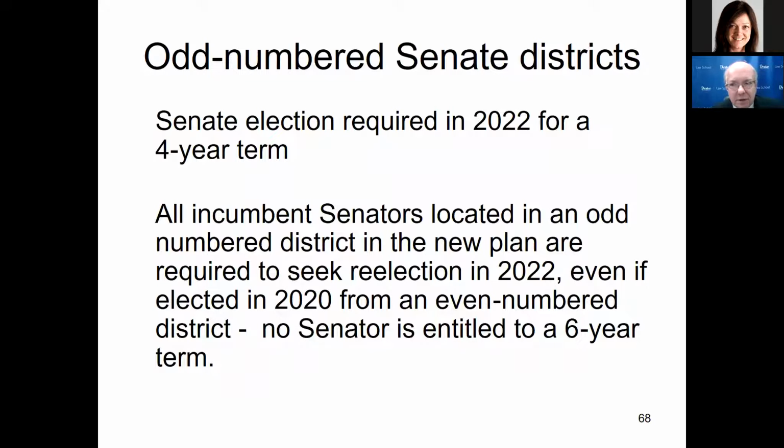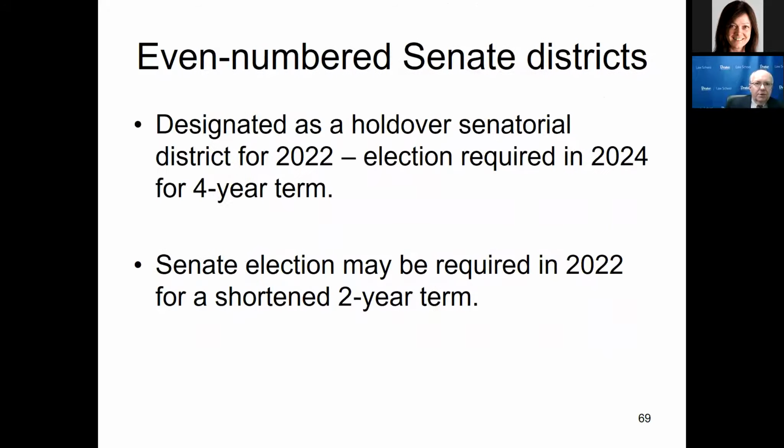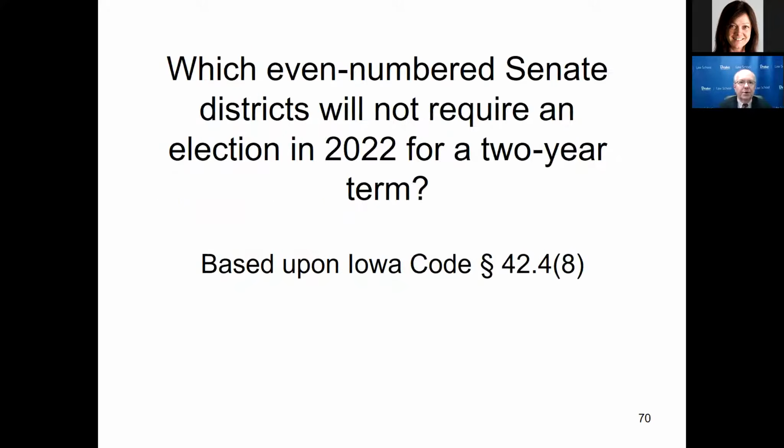For odd-numbered districts, it's fairly simple. The Senate election will be required in 2022 for a 4-year term, regardless of which incumbent senator may now be residing in that new odd-numbered district. No senator is entitled to a 6-year term. Even-numbered districts, which are designated as holdover senator districts, will have an election in 2024 for a 4-year term. However, a Senate election may be required in 2022 for a shortened 2-year term.